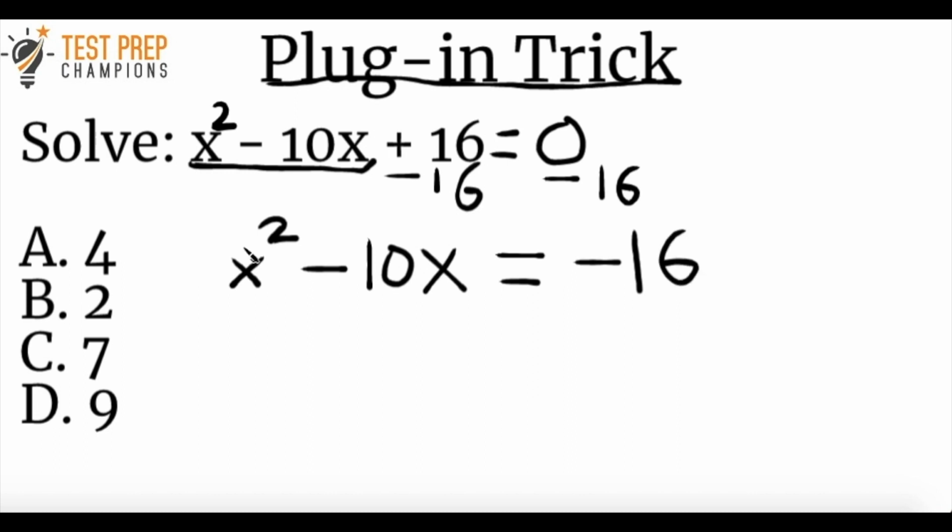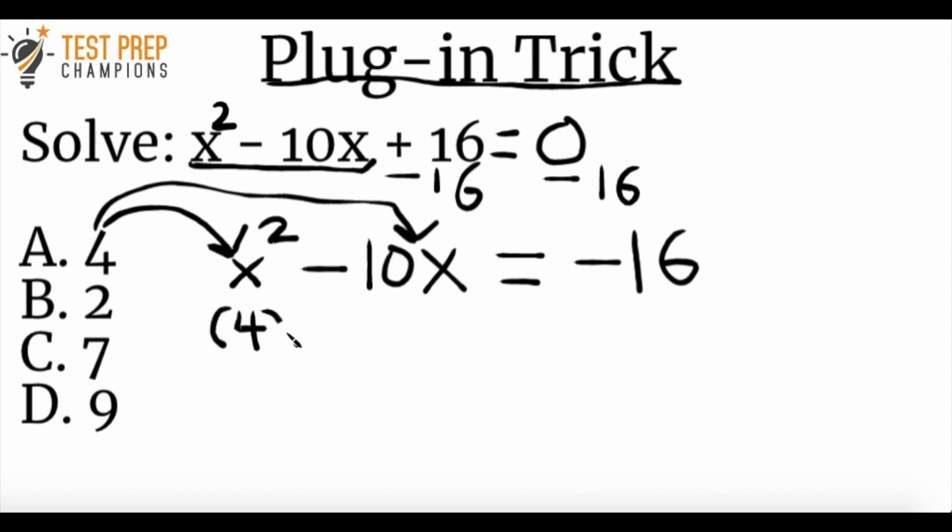So now all we have to do is we take each answer choice and we substitute it into the equation for x, and we see if we get negative 16. So for example, we can take 4, and everywhere we see an x, we're going to replace it with a 4. So in other words, this is how we would rewrite it. We'd have 4 squared minus 10, and we're going to replace that x with a 4. Okay, and so what does this equal to?